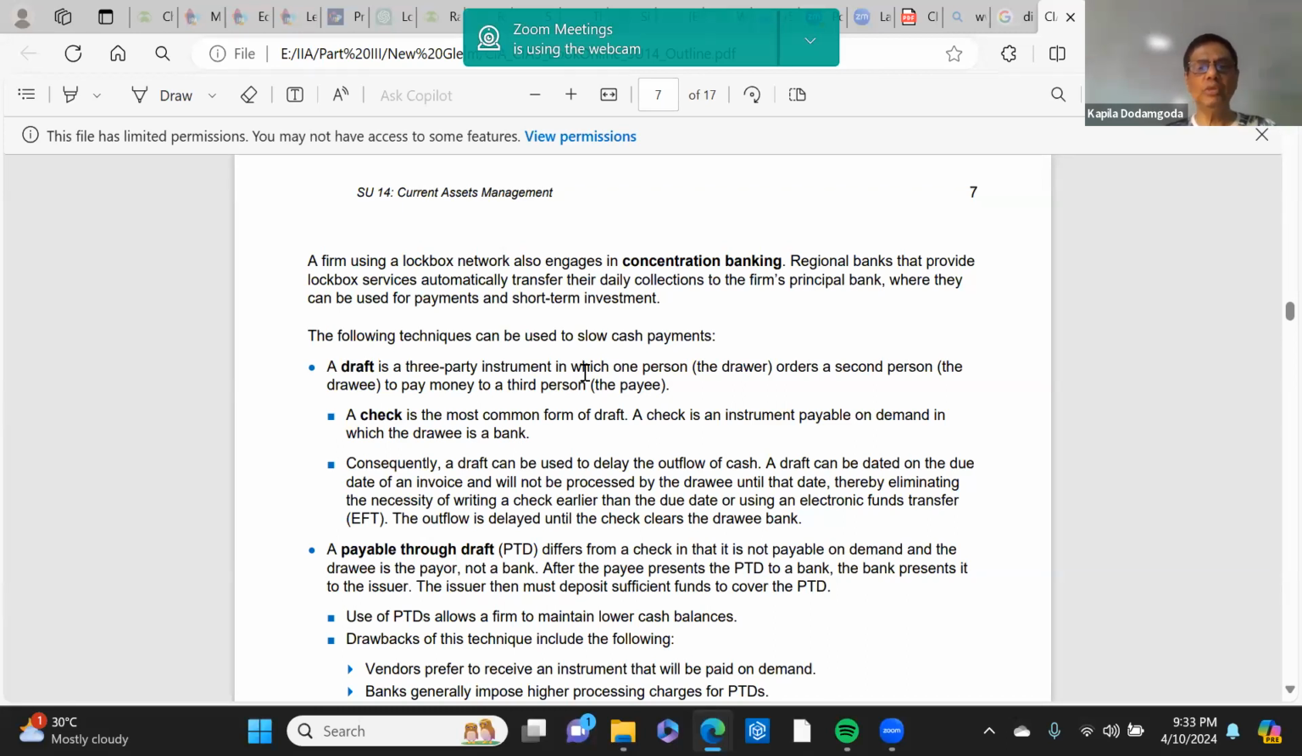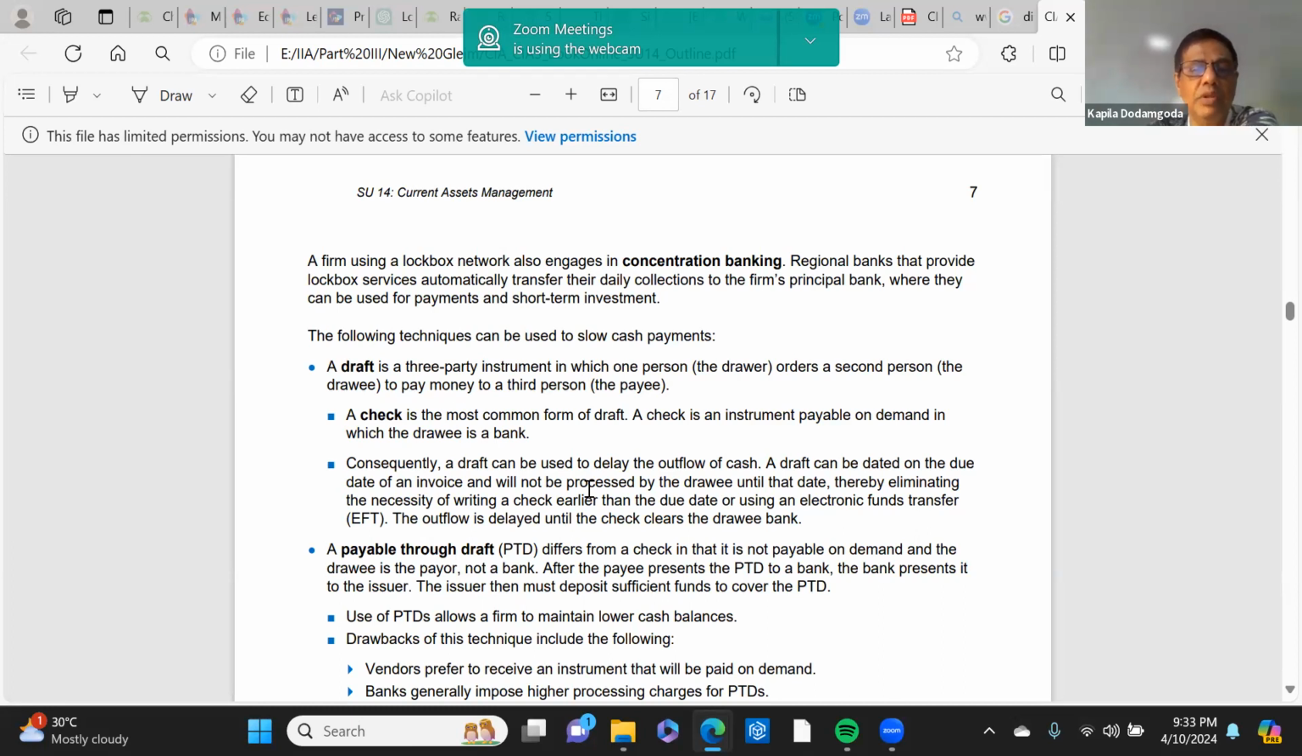Basically, it is an instrument payable on demand, in which the drawee is a bank. So you are the drawer, it's your check, and you're ordering the bank to make the payment. So the bank is the drawee and the payee is your supplier, probably.